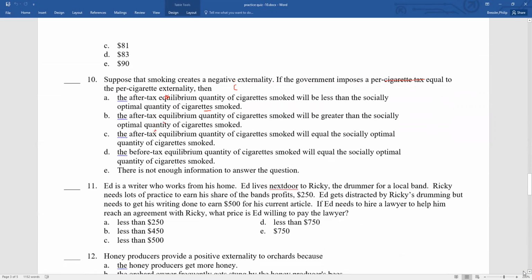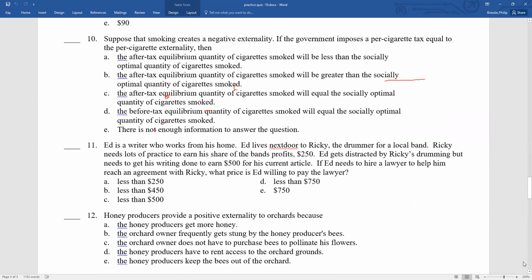All right, let's get to number 10. Suppose the market for smoking creates a negative externality. If the government imposes a per cigarette tax equal to the per cigarette externality, then what is going to happen? C, the after-tax equilibrium quantity of cigarettes smoked will equal the socially optimal quantity of cigarettes smoked. So all that's saying is after the tax, MSC will equal MSV for the textbook, MSB for most other places.